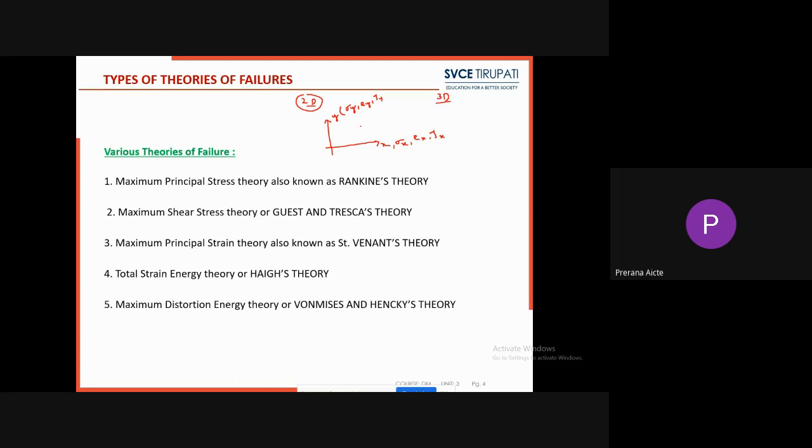For example, here one body is there. If I apply a compressive load along the x-axis, like this, clear? This is called sigma x. Here also sigma x. When you develop a stress along the y-axis, that is called sigma y. Yes, I understand.